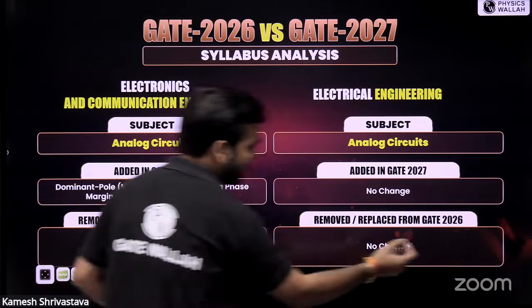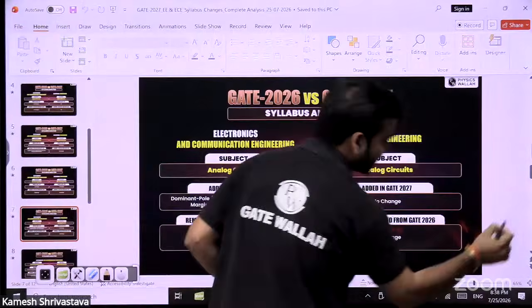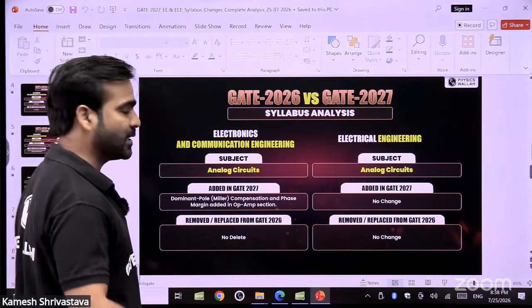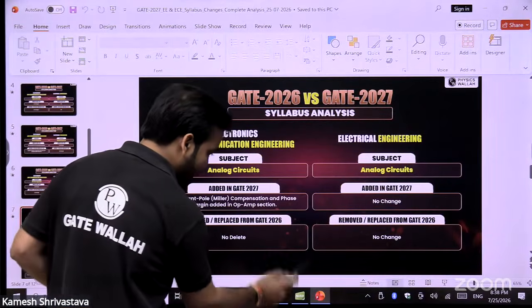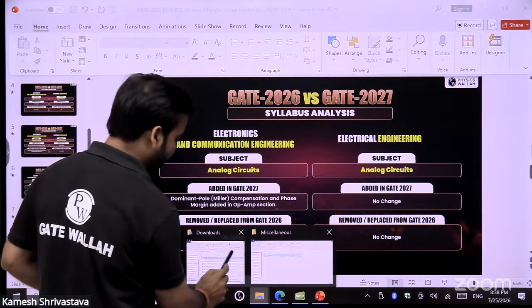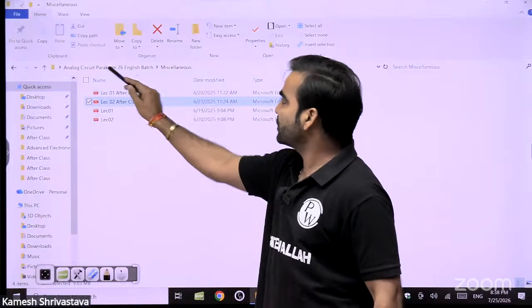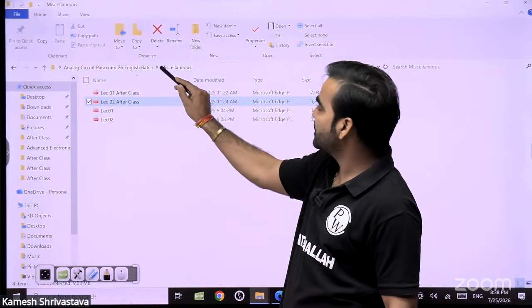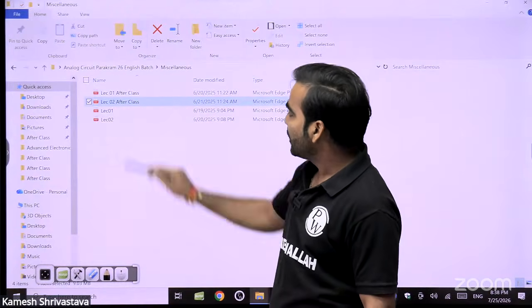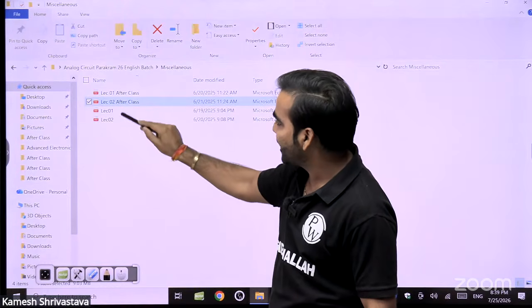Okay, so if I go for the discussion of the class, then I will discuss the electronic devices. There is also some magic. Okay, just look on the classrooms. Okay, lectures. See here what is written: analog circuit Parakram 26 English batch. In the miscellaneous chapter, you can go to lecture 2 after class.